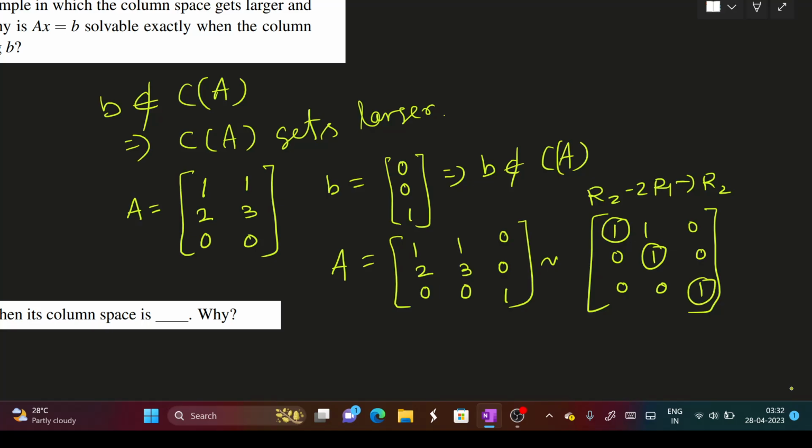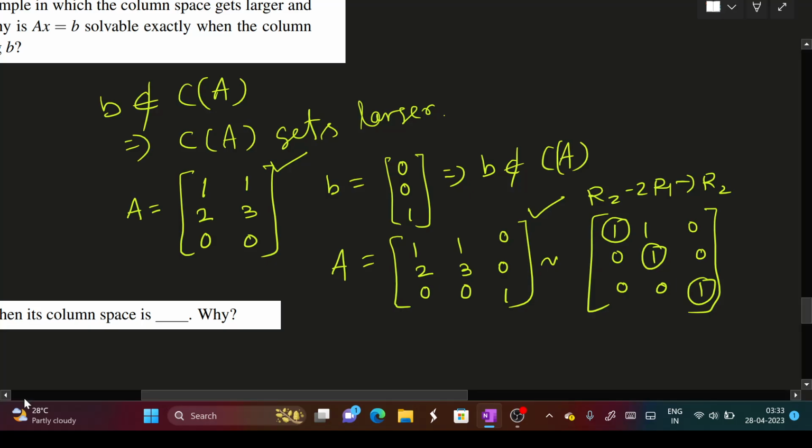That means all 3 columns of the given matrix are linearly independent. Hence, the column space of A is of dimension 3. C of A in the second case is of dimension 3, and in the previous case it is of dimension 2. So the column space of A, this previous matrix A, had dimension 2, now it has dimension 3. Hence here it gets larger.